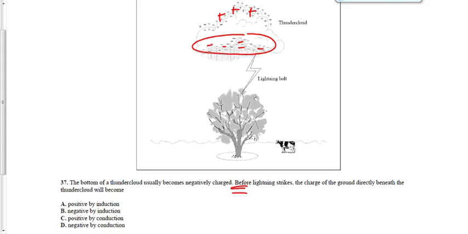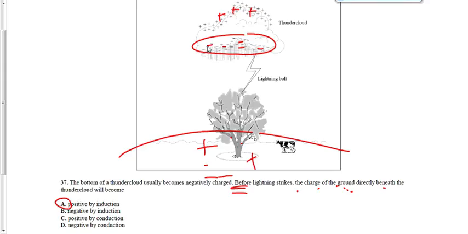Connor, you asked a question yesterday, I think, about the hair on your arm standing up before you get struck by lightning, right? You could change this question around to say, the charge of Connor's arm hair directly beneath the thundercloud will become, what's the answer to that? Positive by induction. The answer would be A. Induction because charge isn't actually transferring. Positive because, well, negative right here, this is the Earth that's neutral. The negatives get pushed away, and the Earth is still going to be neutral, but the part that's closest to the cloud will become positive, opposite.